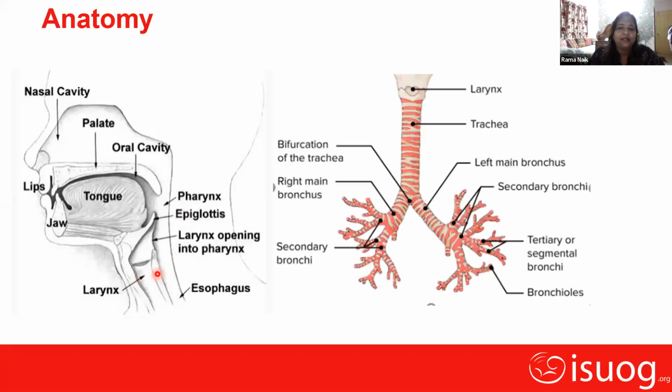And the larynx goes down, extends below with the trachea. The trachea comes down, at the level of carina it bifurcates to form the bronchus. Bronchus bifurcates to form bronchi, and bronchi bifurcate to form bronchioles. So this is the branching pattern: bronchus, bronchi, and bronchioles.